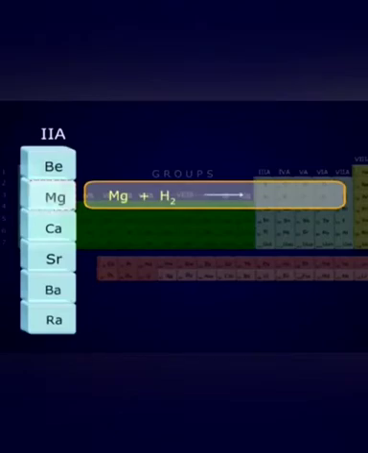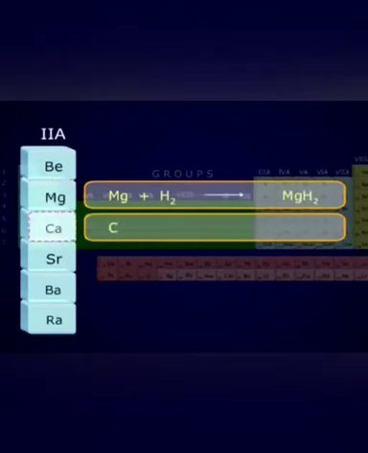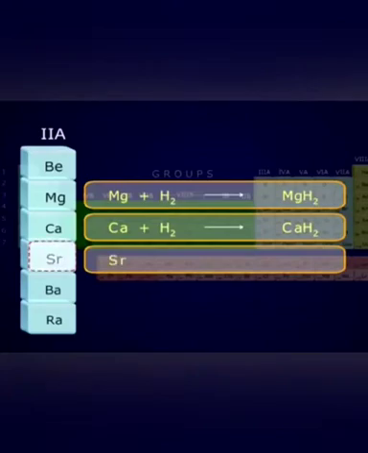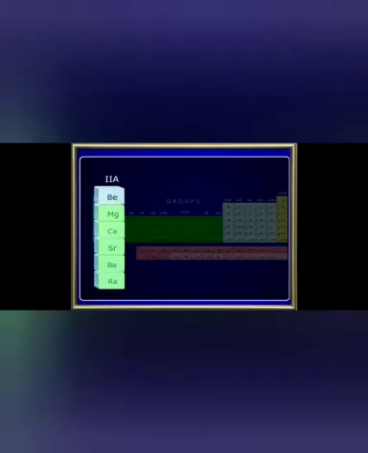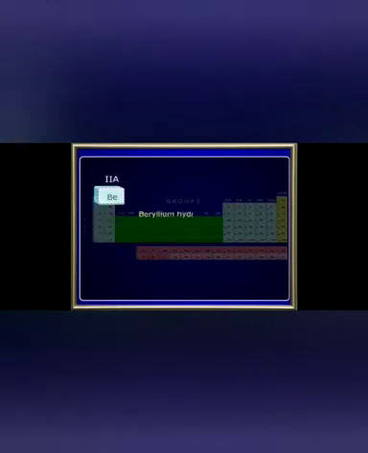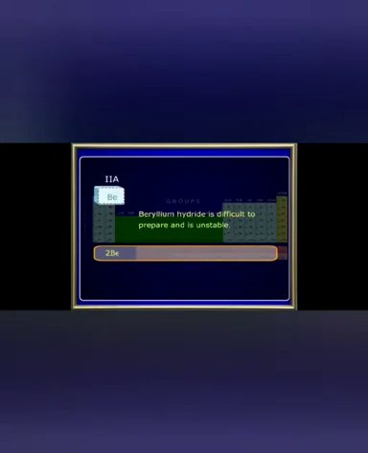Let's see the reaction towards hydrogen. Magnesium reacting with hydrogen would give magnesium hydride. Calcium reacting with hydrogen would give calcium hydride. Strontium reacting with hydrogen would give strontium hydride. And similarly, barium reacting with hydrogen would give barium hydride. But in the case of beryllium, it is different from other elements. Beryllium hydride is difficult to prepare and is unstable.